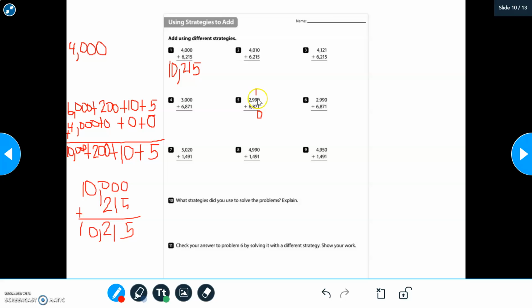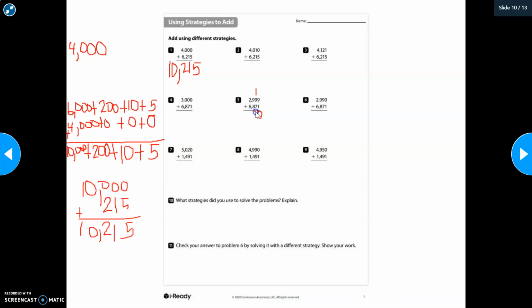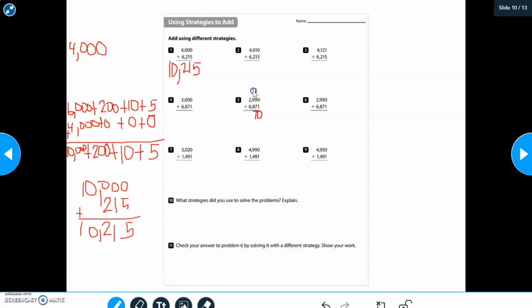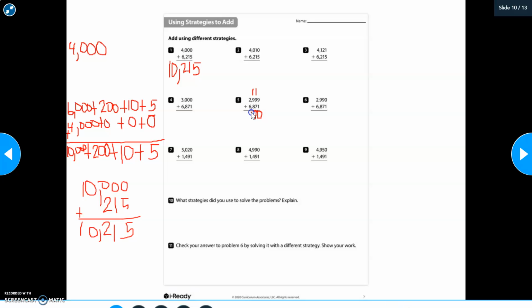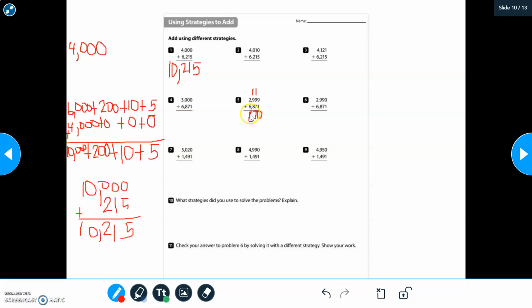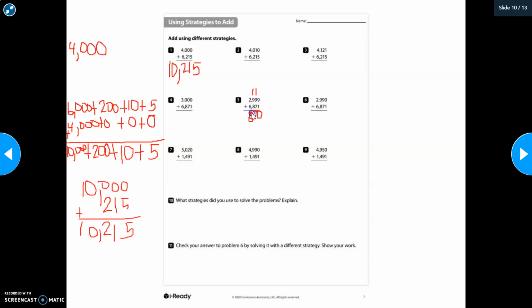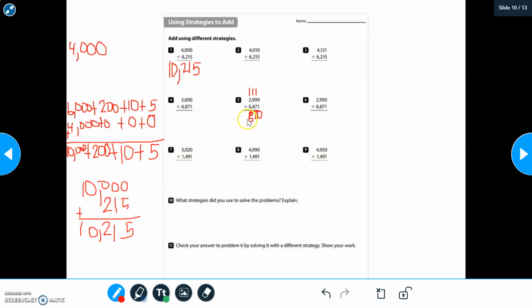1 plus 9 is 10. 10 plus 7 is 17. So I'm going to drop my 7. And I'm going to regroup my 1 in my hundreds place. 1 plus 9 is 10. 10 plus 8 is 18. So now I'm going to draw my 8. And I'm going to regroup my 1. I know that's a funny looking 8, but it's an 8.